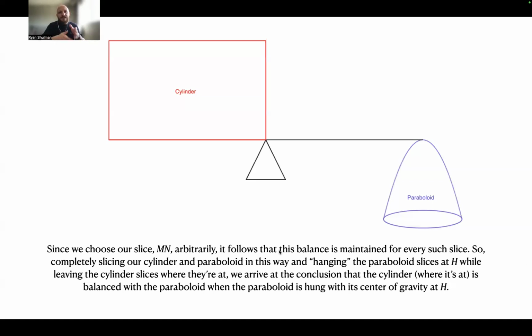So if we completely sliced our cylinder and our paraboloid in this way, and then we proceeded to hang all of those paraboloid slices, like slide them over on the bar of balance and hang them all over here at H, while we left the cylinder slices where they're at, so basically just leaving the cylinder as it is, then we arrive at the conclusion that the cylinder, where it's at, is balanced perfectly with the paraboloid when the paraboloid is hung with its center of gravity at H. So here's kind of what that diagram looks like. Here's how that bar of balance looks.